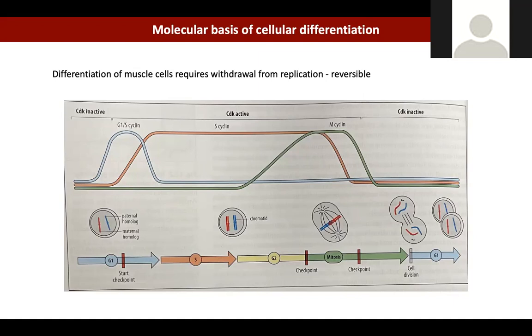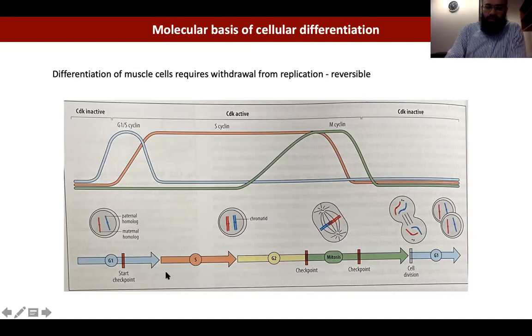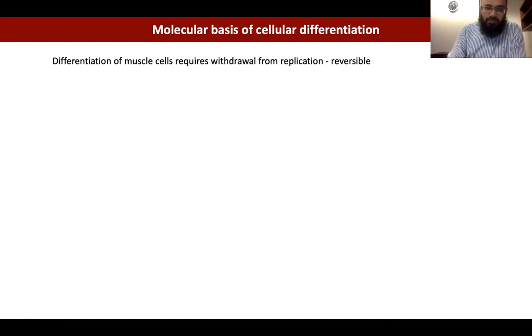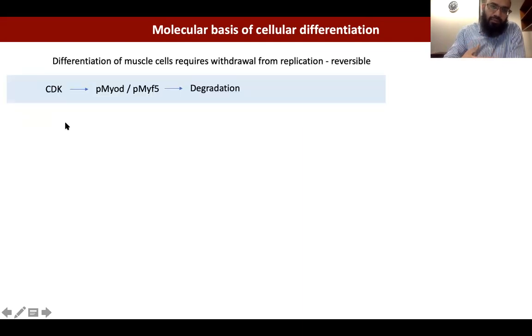Okay, all right. So I will not go too much into the detail of the cell cycle, but you know that there are different phases of the cell cycle, and then there are different cyclins and cyclin-dependent kinases that are active in different phases. And what happens is that the differentiation of muscle cells requires withdrawal from replication. And it's also reversible.